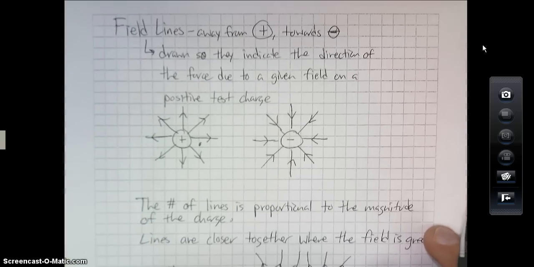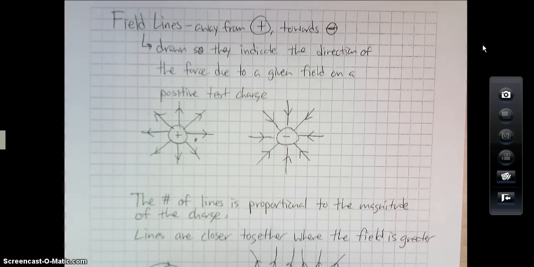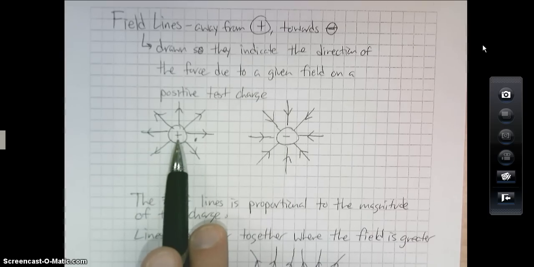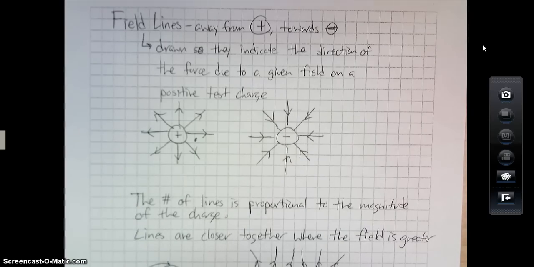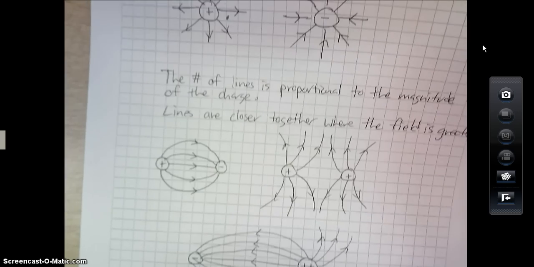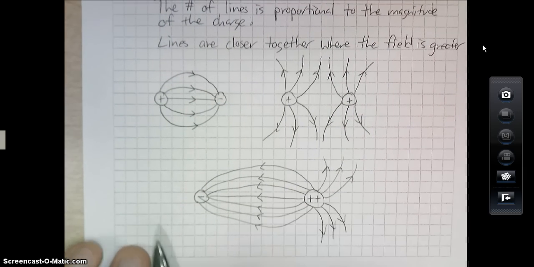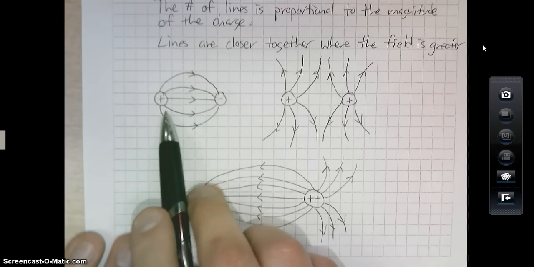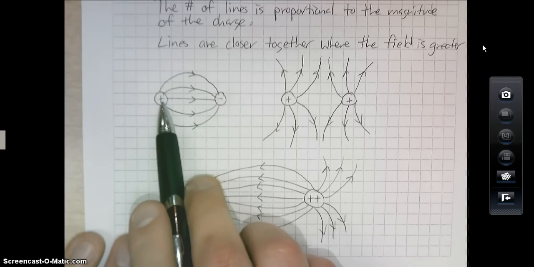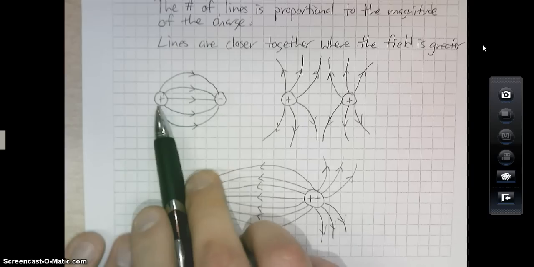A couple of rules here. The number of lines is proportional to the magnitude of the charge. I've drawn equal amounts of lines on here, so maybe this is a +1 Coulomb charge and this is a -1 Coulomb charge. Also, when lines are closer together, that's where the field is the greatest. Now, I've done some drawings here. If I had a positive charge and a negative charge, and I threw a positive test charge in here, it'd get pushed away from the positive to the negative, so it would get pushed this way.